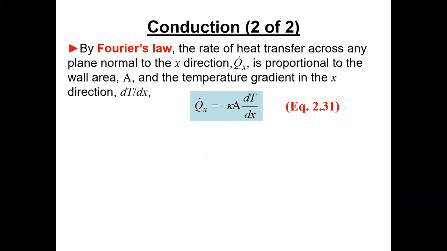Okay, so there's Fourier's law. So Q dot, the dot means it's a rate. So that's like kilojoules per second, or it could be watts, or in US units it could be BTUs per minute, per hour, per second, whatever time base you want.